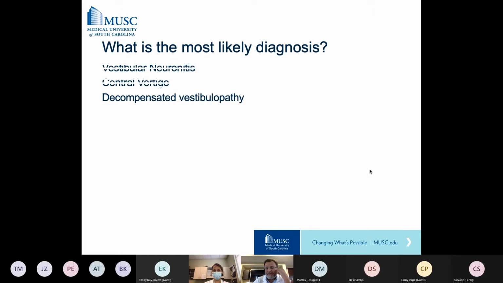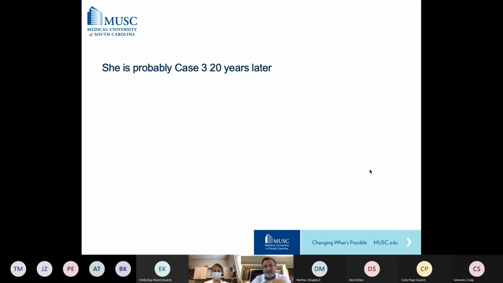So the most likely diagnosis is a decompensated vestibulopathy. She probably did not have Meniere's disease 20 years ago. She had a neuronitis attack, an episode 20 years ago. She recovered from it, but then she got older, she got sicker, was hospitalized for 3 weeks with pneumonia. She was not moving a lot. That could be enough to decompensate in certain cases, especially if the compensation was not very strong to start with.